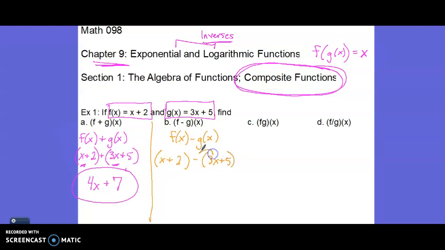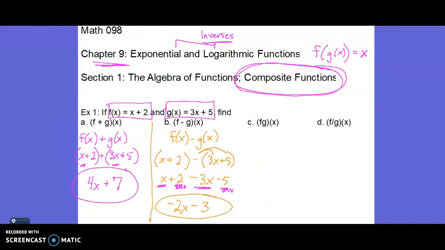Because you have to distribute that minus to both terms. Now some teachers will actually show you the minus 3x minus 5, but I think you guys are also smart enough to look at this and say, well, 1x minus 3x is negative 2x, and 2 minus 5 would give me negative 3. But if you prefer using the like terms, that's fine. 1x plus negative 3x is negative 2x, and 2 plus negative 5 is negative 3. I guess I should highlight that those two are like terms as well.